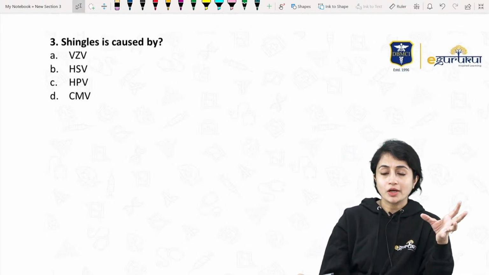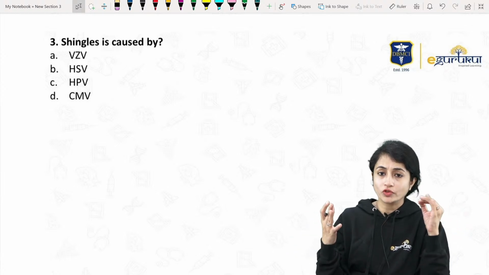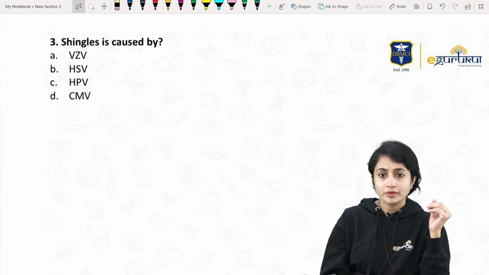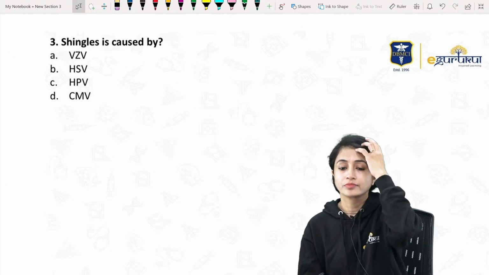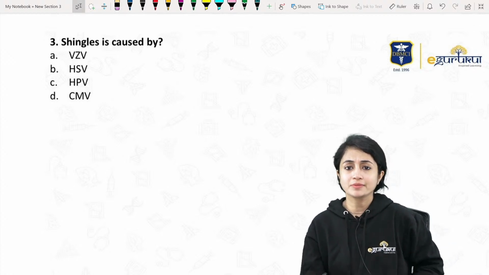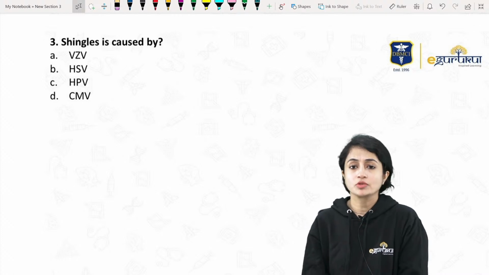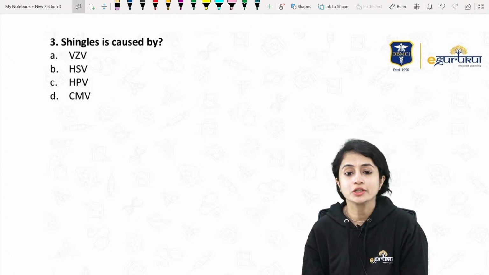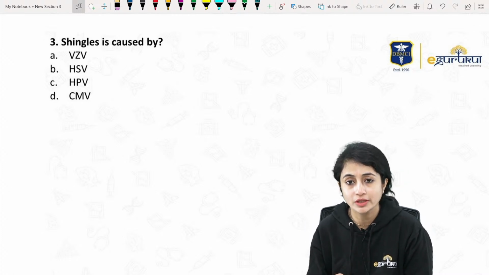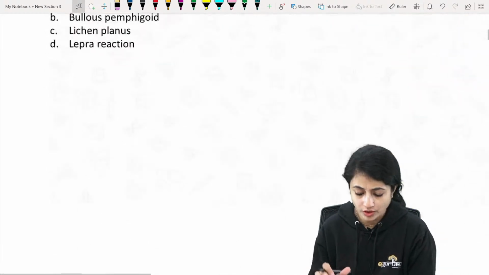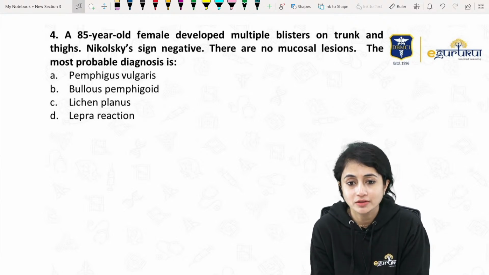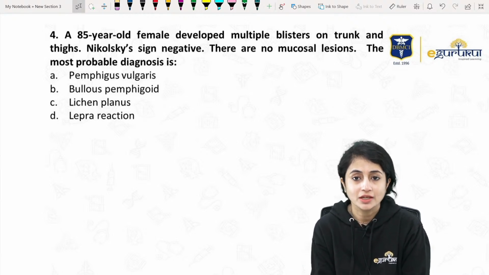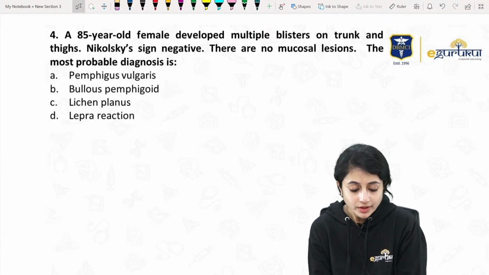Shingles is caused by, what is shingles? You should be knowing first what is shingles. Anybody, what is shingles? Come on students, let's have some interaction. Put in some responses. What is shingles? I'll come back to this question, okay? Let's see if any of you can give me any responses here. So I'll move on to the next question. I'll come back to my third question once I get some responses from you guys.